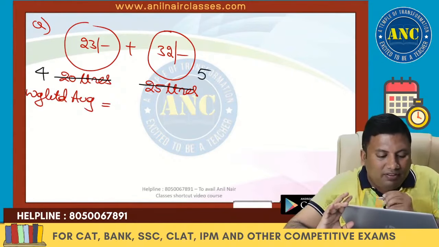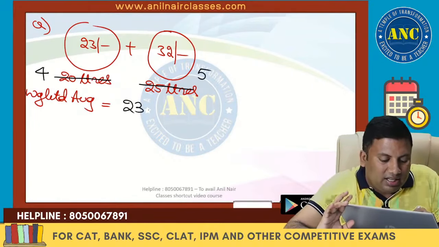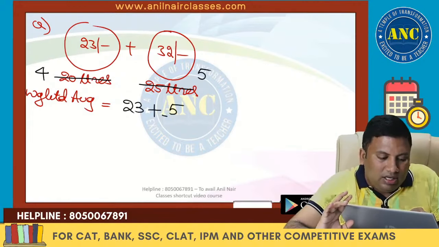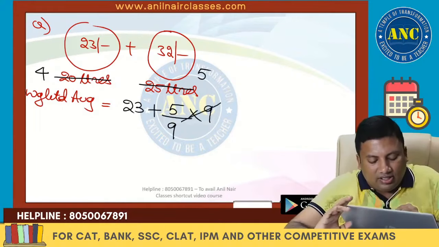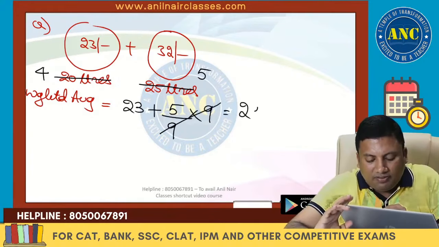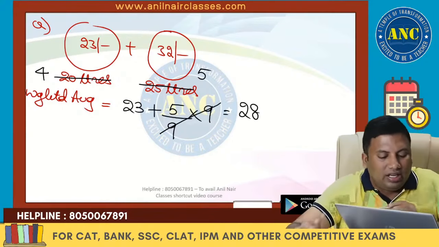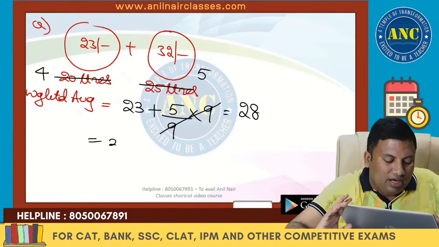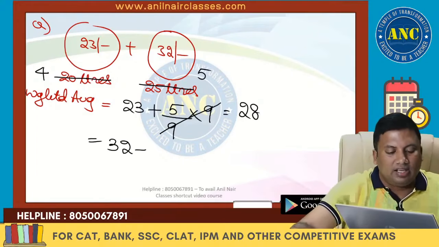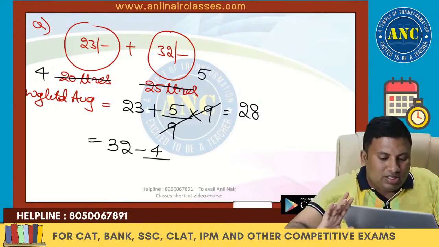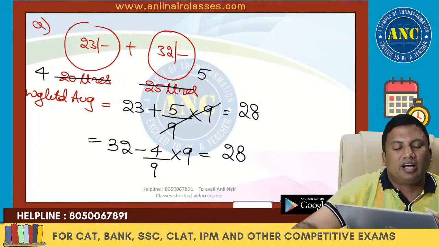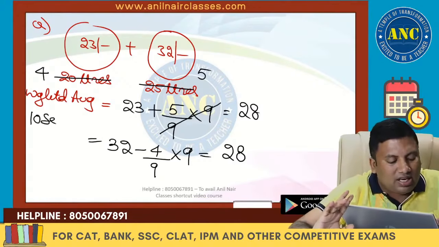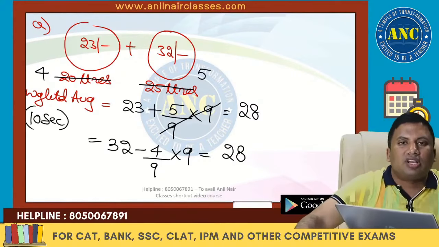5 fours are 20, 5 fives are 25. Average is greater than the lowest value. 23 plus 5 by 9, 32 and 23, difference is 9. 23 plus 5, answer is 28. Sir, can I take the highest value? Average is less than the highest value. 32 minus 4 by 9 into 9. 32 minus 4, what is the answer? 28. How much time will it take? Maximum 10 seconds to solve if you know this approach.